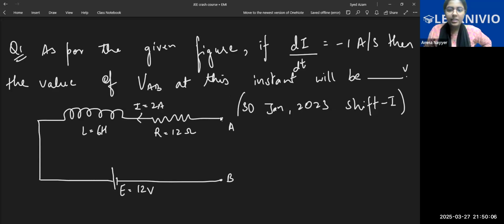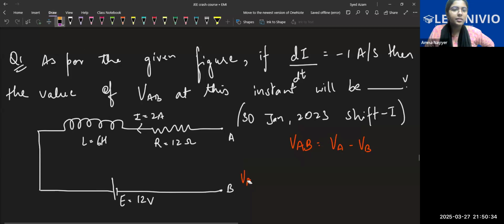See, we have to find out VAB, means the voltage across this. Whenever VAB is written, like in relative velocity also, that means VA minus VB. So when the question says VAB, you have to write VA minus VB. So let's start moving across this. This will be VA. Write the equation.